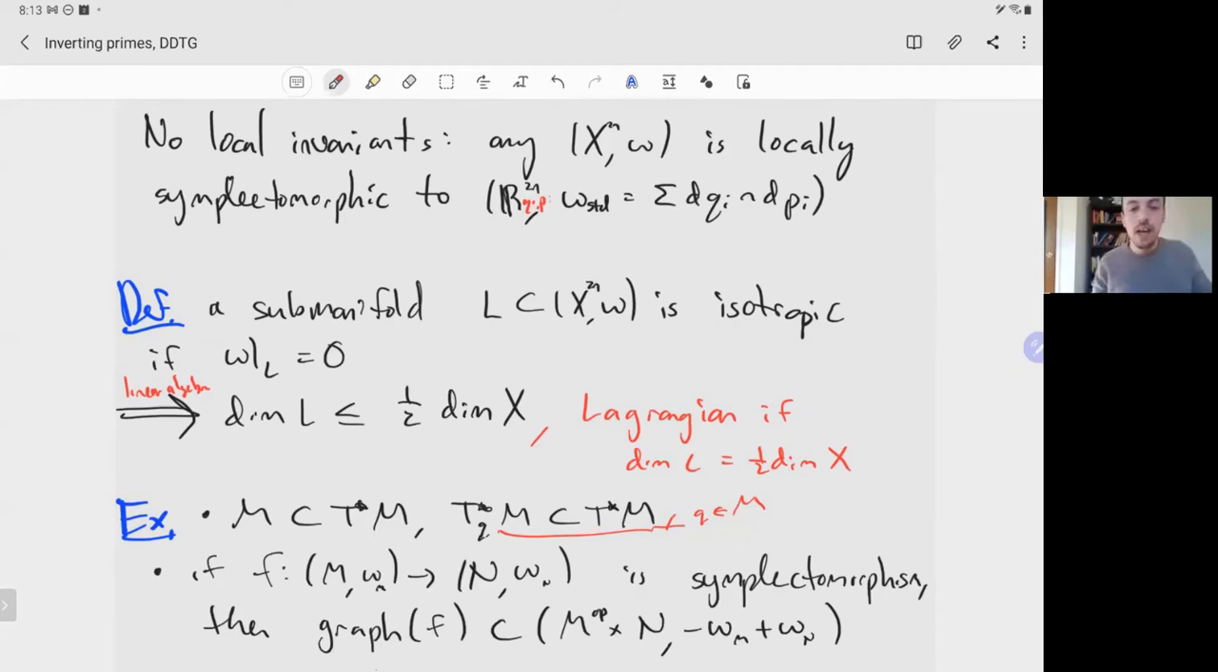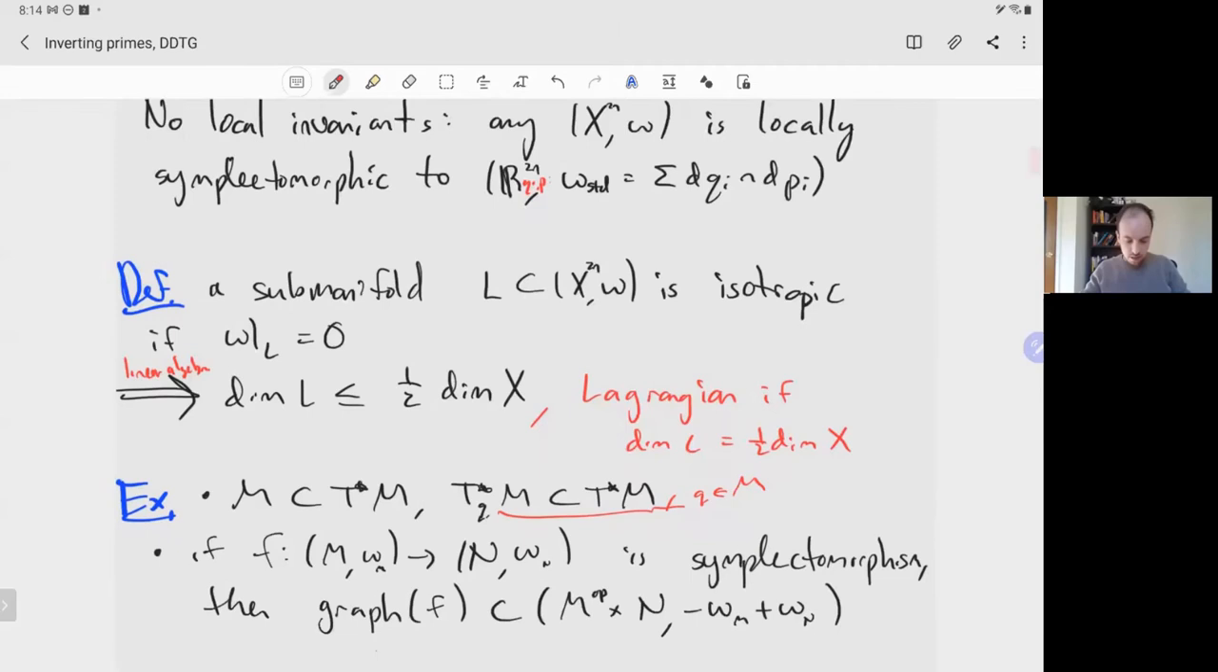But I won't go into that. Another motivating example for why to study Lagrangians is that if you take any symplectomorphism F between M and N, then the graph of F is a Lagrangian in the product, where you equip the first factor with the negative of its symplectic form and the second factor with the original symplectic form. So that's also Lagrangian because of the negative sign.